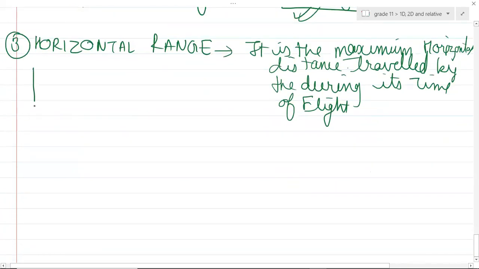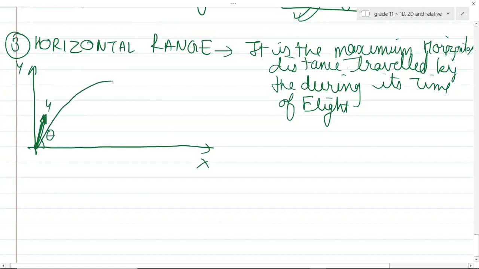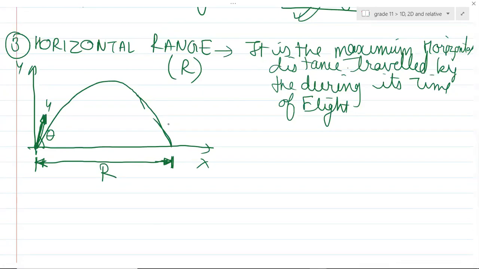So basically, suppose this is your y-axis and this is your x-axis. If I throw an object from here with the initial velocity u at an angle theta, it will go like this and fall like this. Yes or no? So can you see this horizontal distance from here to here? This is termed as the horizontal range, denoted by capital R. Any doubt? What is horizontal range? The maximum horizontal distance.